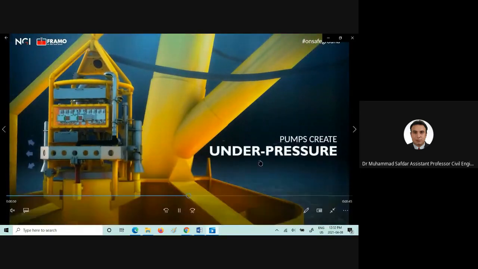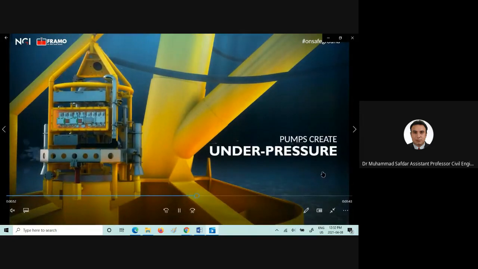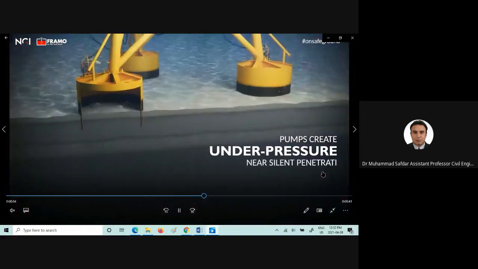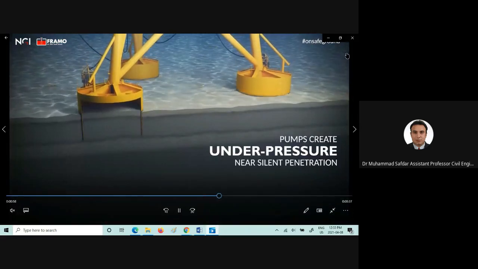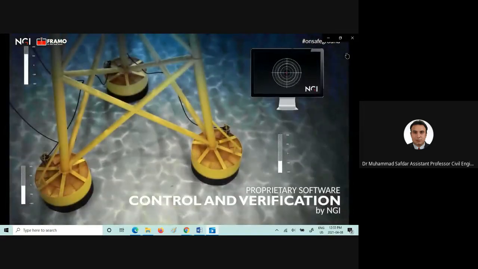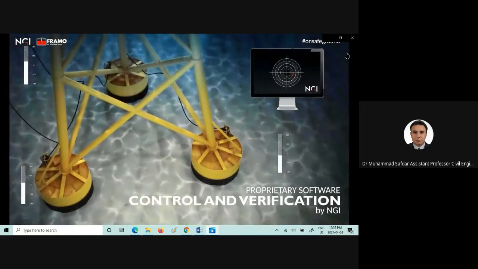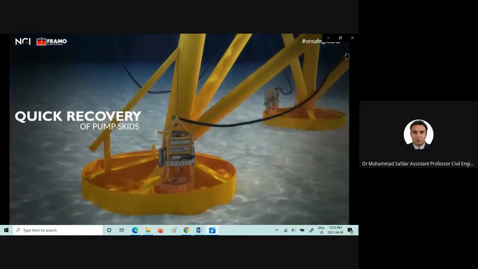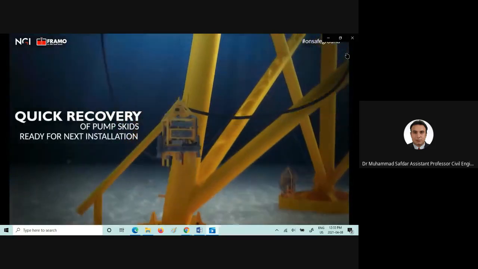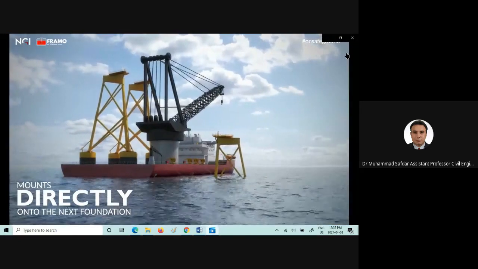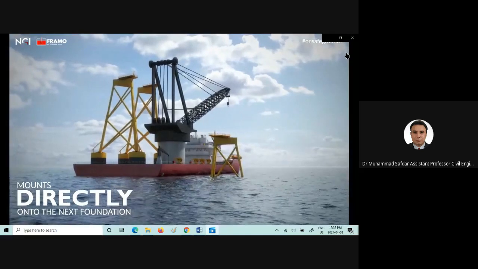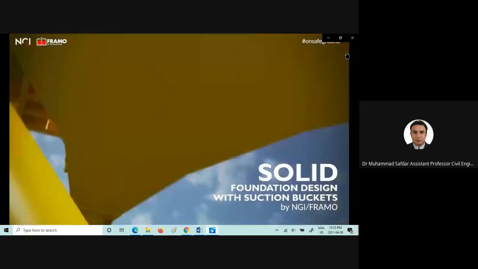So these are the pumps which will extract the water. You can see here the bucket is going down, it's penetrated into the soil, the seabed. Quick recovery of the pumps is also possible. You can just pull them up. The foundation is installed there in the offshore environment. So a big barge is there.